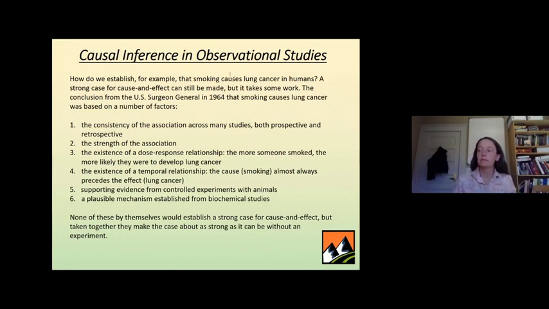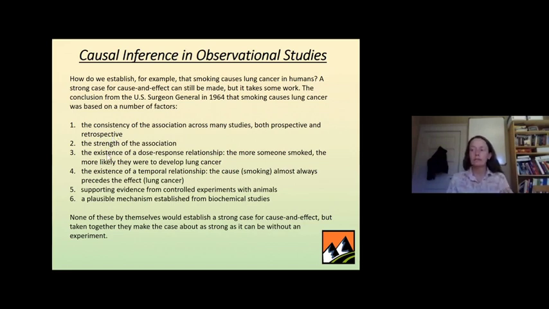So we look for the consistency of the association across many studies, both prospective and retrospective. Retrospective means looking back into the past once we know someone gets cancer. Prospective is looking into the future, excuse me. So we would say, we know these people are smoking, let's follow them into the future. Retrospective would be, we know what the outcome is, let's look back into their history. The retrospective studies have problems with recall, and it's hard to have extremely accurate information there.